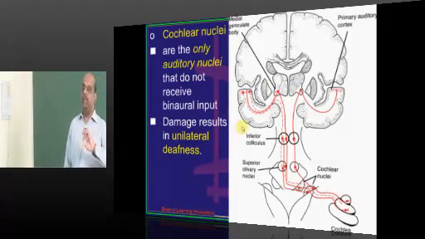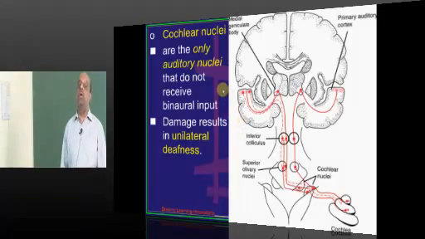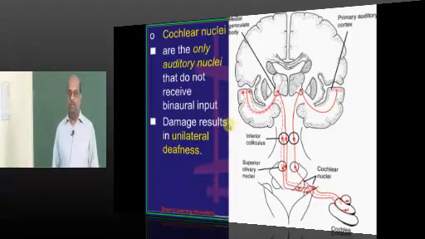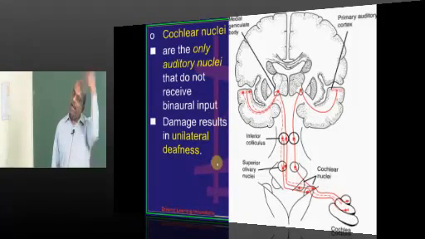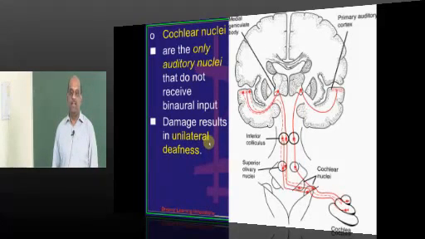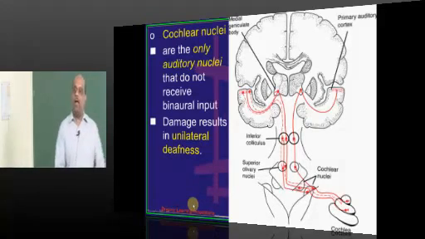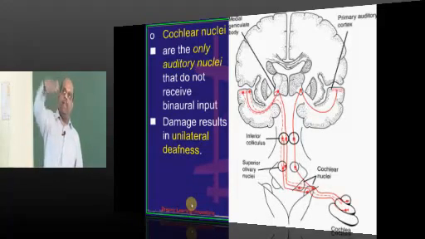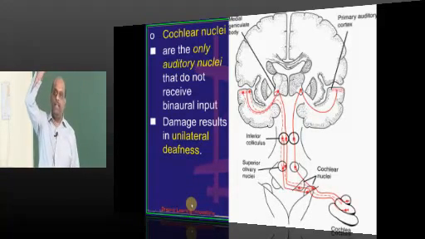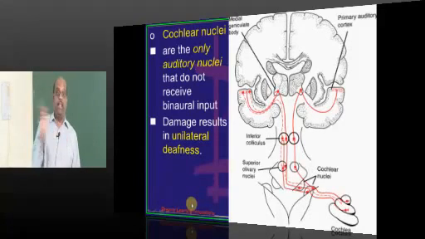See, what are the various components of the neuraxis of the auditory system? Cochlear nuclei, trapezoid body, then you have inferior colliculus, lateral lemniscus, medial geniculate body, and ultimately auditory cortex. In this hierarchy, other than cochlear nuclei, everybody else receives information from both the ears.